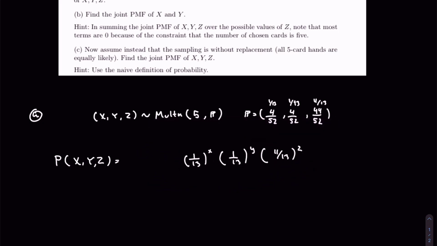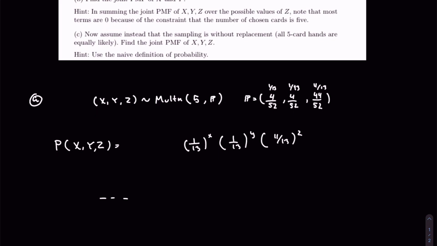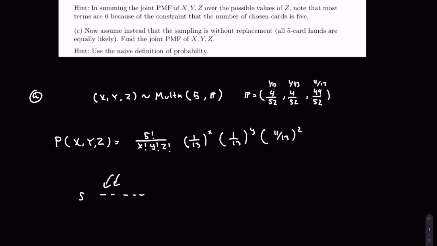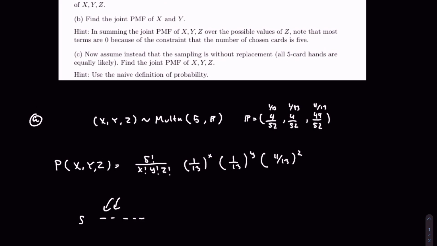And now we're saying that order doesn't matter. We have 5 positions in our hand, and we're selecting a card, then another one, but order between them doesn't matter. So how many ways can we select 5 cards? Well, that's 5 factorial. But because order doesn't matter among the x terms, the queens, we have to divide those out, and the same with the y's and the z's. And so this is the joint PMF of x, y, z. And as a reminder, x plus y plus z has to equal 5.